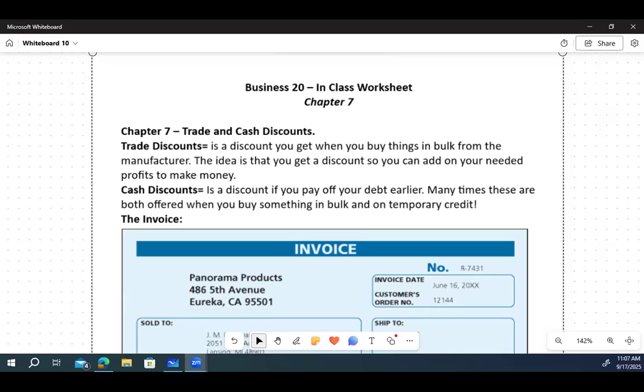And then a cash discount is when we do buy items at bulk, many times there's credit terms that are offered, maybe 30 days of short-term credit or 90 days, and they give you that amount of time to pay it back. And they'll often offer you a discount if you pay it back earlier than that.